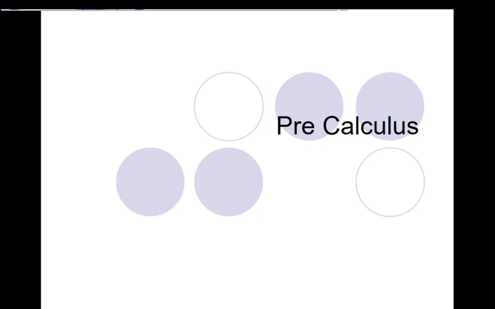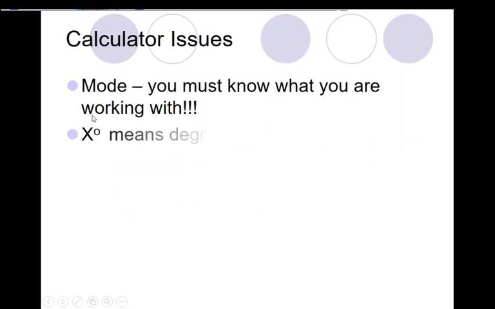Okay, so today we're going to be going over arc length and area of a sector. But before we do that, there's a couple of general topics we want to talk about first. Just some things that you guys have forgotten that I might need to remind you about.